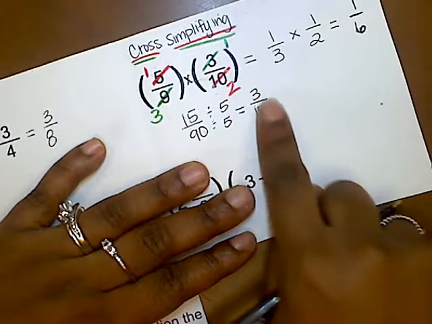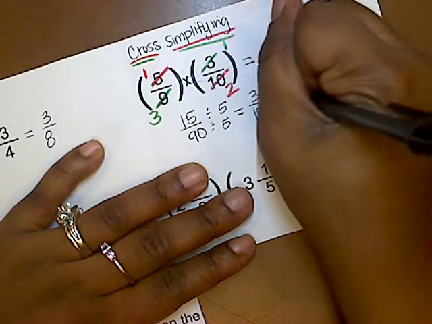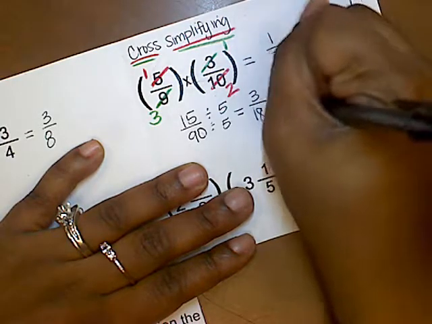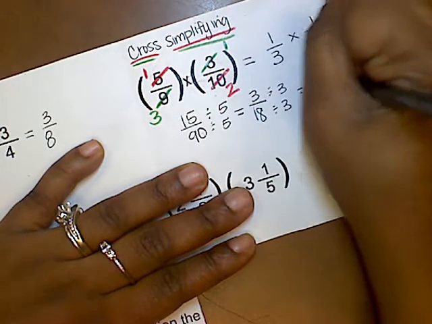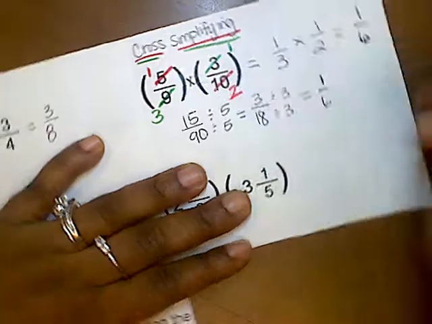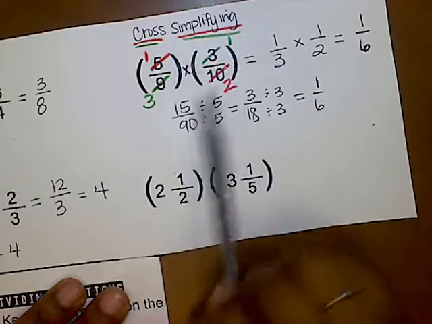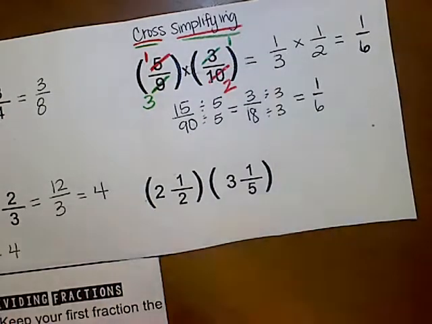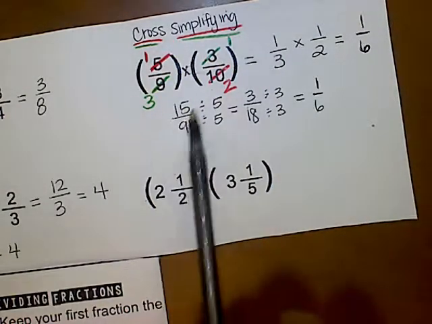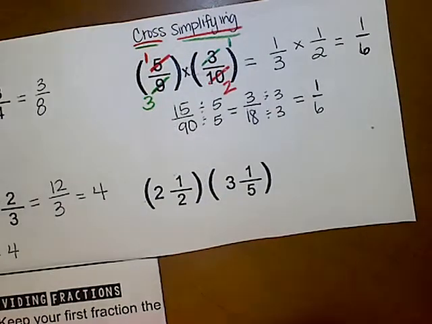And so when we're simplifying this, we can do it again. We know that 3 can go into both of these numbers, and 3 divided by 3 is 1, and 18 divided by 3 is 6. So either way works. Remember, the cross simplifying just makes it a little bit simpler, so you don't have to do all the simplifying later. But if you're more comfortable just multiplying and simplifying last, that's okay as well.